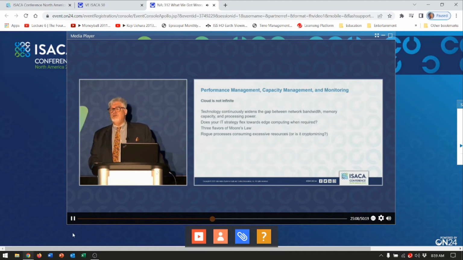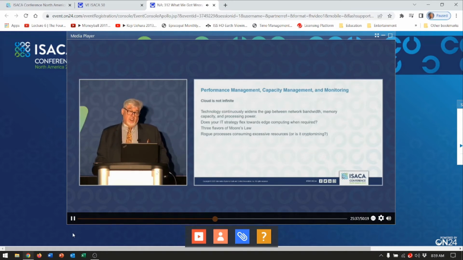The three flavors of Moore's Law is a fun one. This is just to point out that processor speed doubles every 2 years roughly. Memory capacity doubles more like every 12 to 15 months, and network bandwidth doubles more like every 9 months. What that means is a processor will be 1,000 times more powerful after a decade. Your memory will be 10,000 times bigger, and your network capacity will be 100,000 times greater.